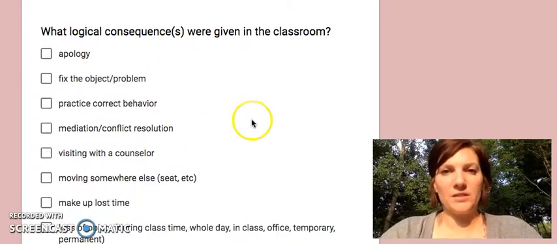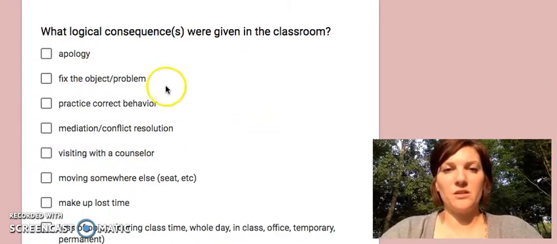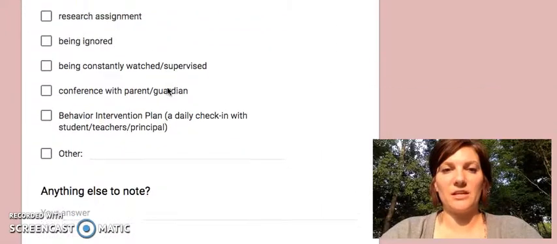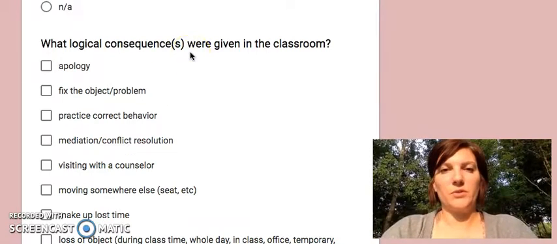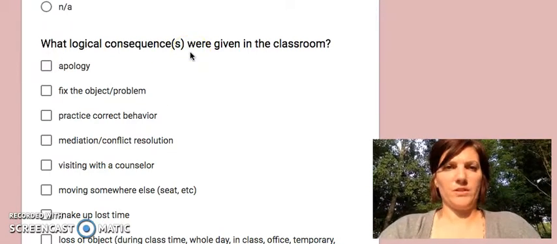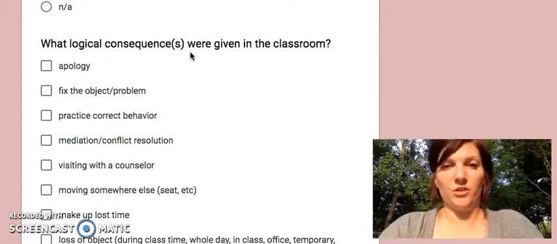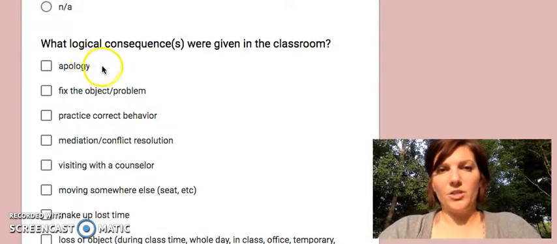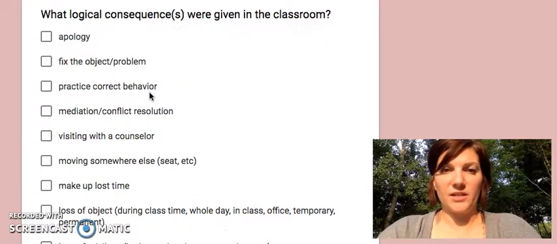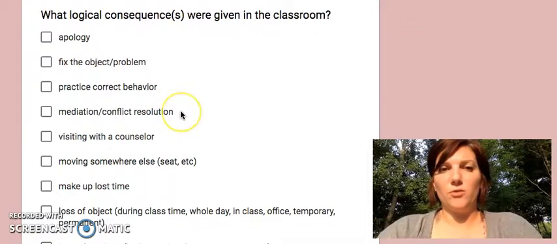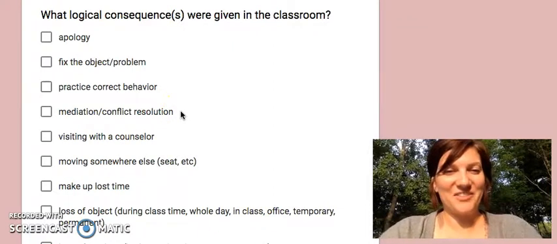Next, what logical consequences were given in the classroom? So these are types of things that we can do at the classroom level to try to fix the behavior, and I say consequence loosely because they aren't logical consequences, they're just motivational factors and learning opportunities. Did you have the student make an apology? Did you have the student fix the object or a problem? Did you practice the correct behavior? Did you do mediation, or conflict resolution?